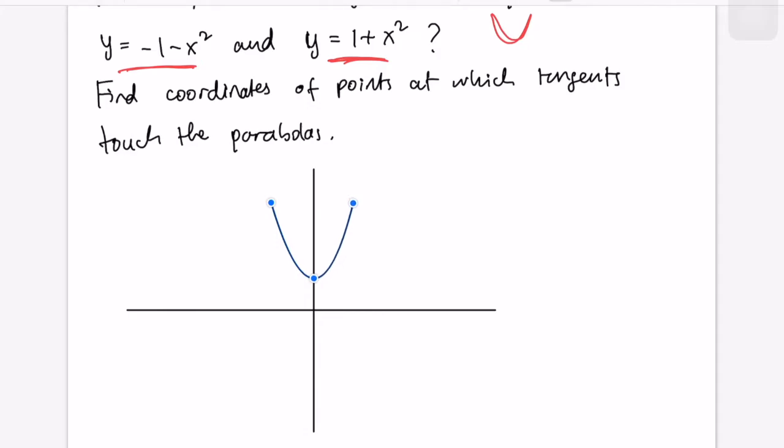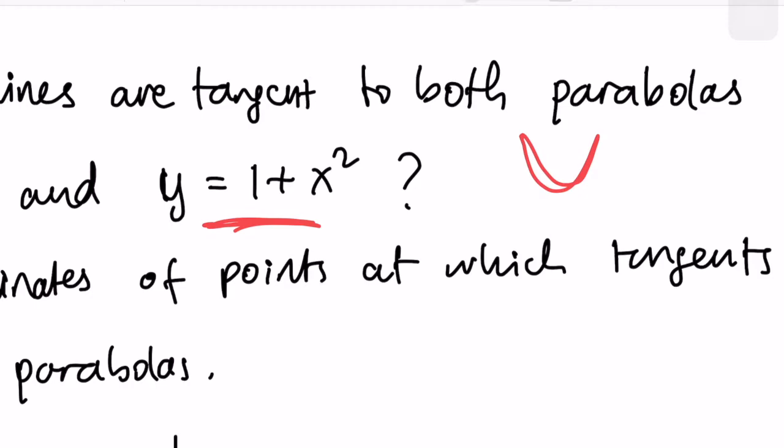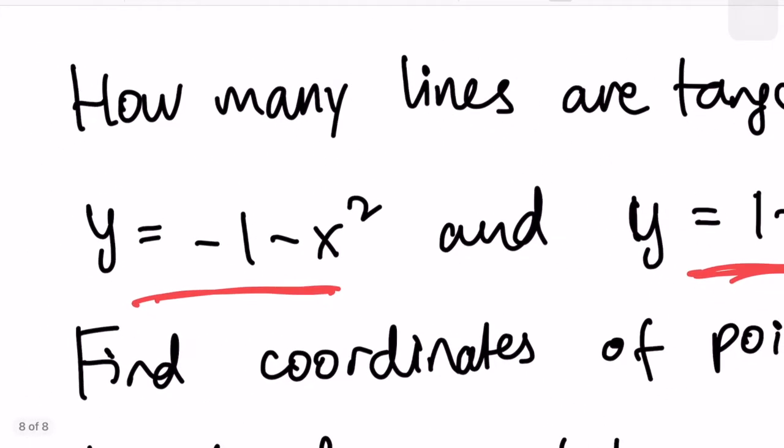We call this our first curve. x squared here means we just have a basic function x squared, and then we plus 1. So we move the x squared upwards 1 unit. So here is the vertex now. This is 1, okay, 0, and then here we are moving downwards, but we have a negative.